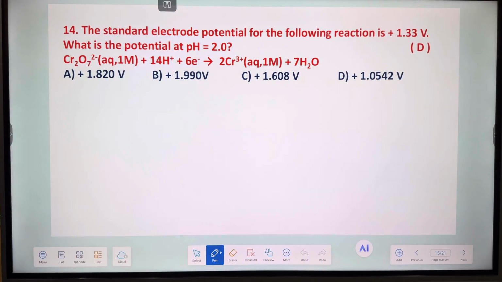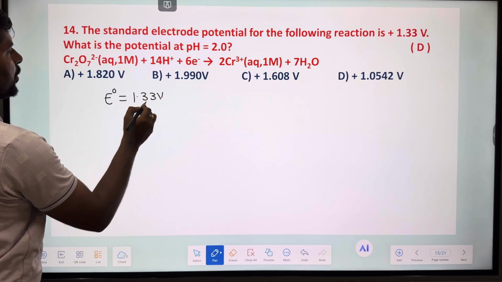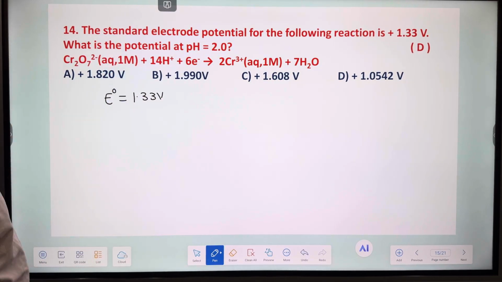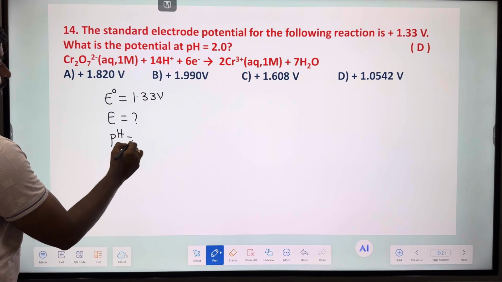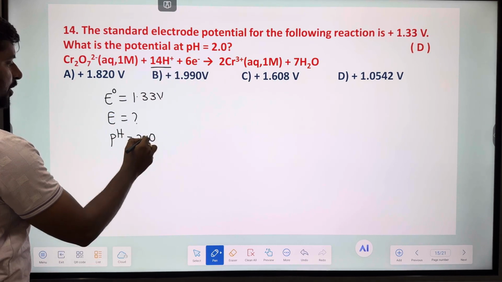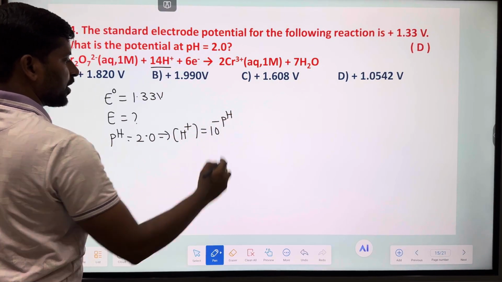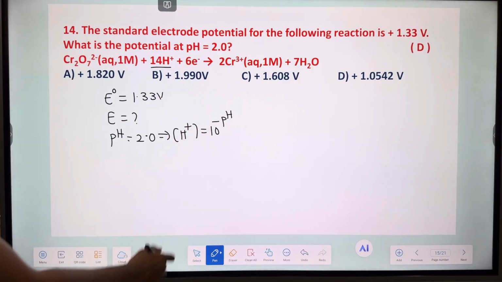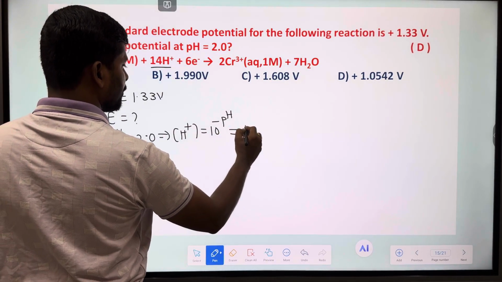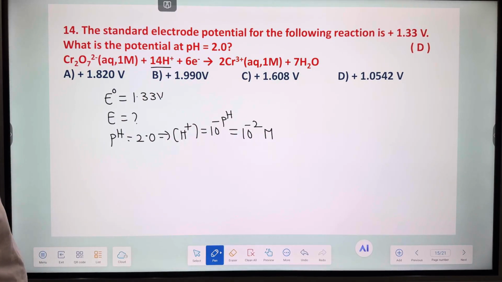Next one, the standard electrode potential E0 for the following reaction is given as 1.33 volts. What is the potential at pH equal to 2.0? pH 2.0 means H plus ions are there. What is the concentration of H plus? We have 10 power minus pH, since pH is equal to minus log of the concentration of H plus. So 10 power minus pH means 10 power minus 2 M. That is the concentration of H plus ions given.